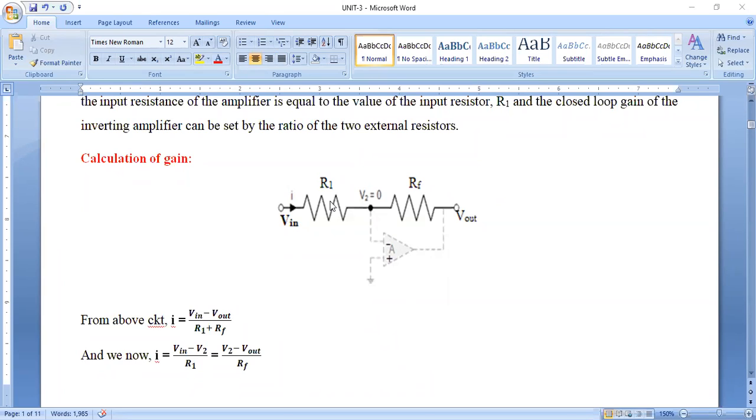If we calculate the mathematical expression, see, this is the mathematical expression value. One second, I will show the mathematical expression value. How can we calculate the gain?